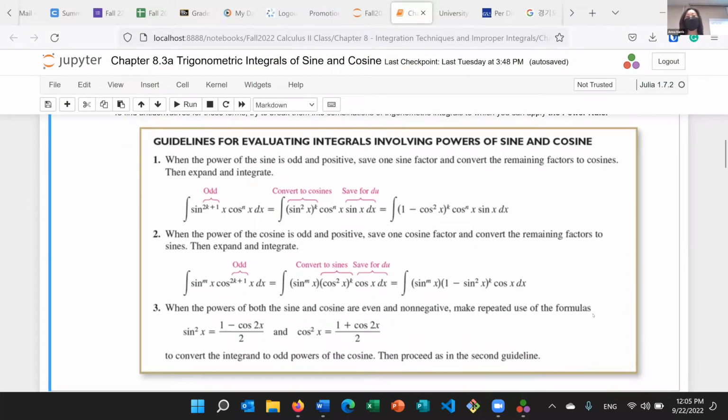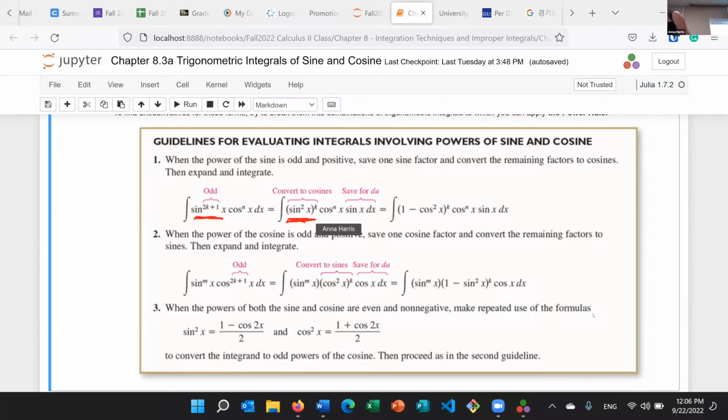So now let's look at that. They gave you a guideline. That's nice about guidelines. You can look at this guideline to figure out which one you should use. The guideline says, if you have a sine with an odd power, it doesn't care about the cosine. Are you with me?